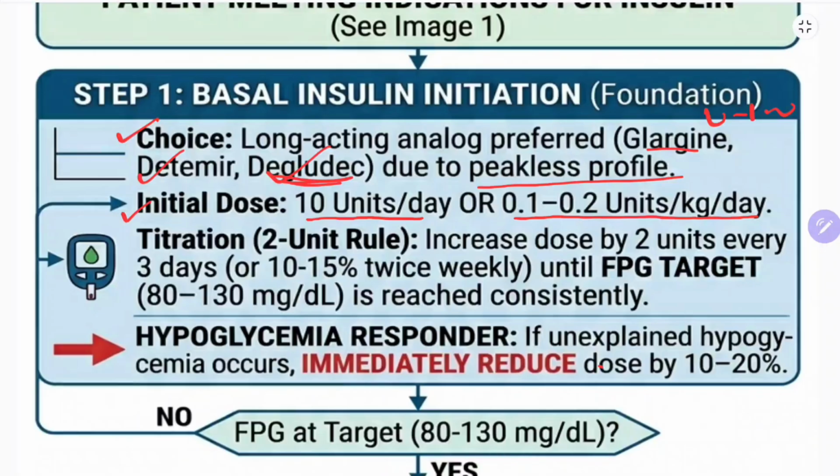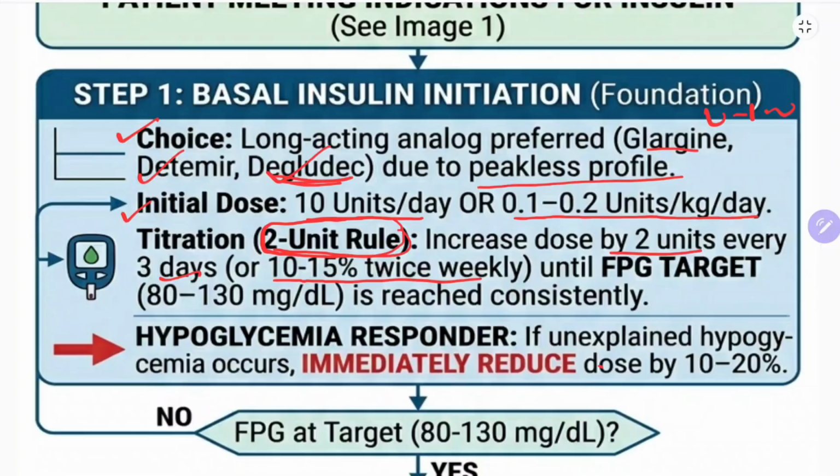Okay, so now the titration, how will you titrate? The 2 unit rule. There are two methods: either you will increase the dose of insulin by 2 units every 3 days, or you will increase by 10 to 15% twice weekly.